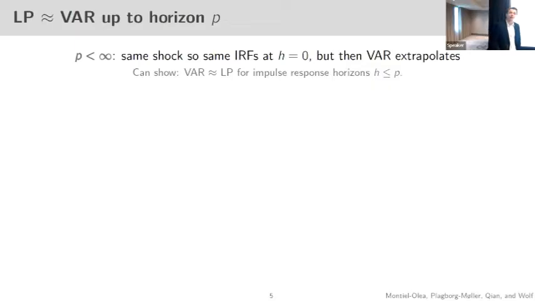You should still have the same IRF on impact, because again, it's the same shock you're projecting on. But now the VAR, as you go forward, extrapolates parametrically. The local projection redoes the projection horizon by horizon. What you can actually show is that for impulse response horizons H below P, the two are still at least approximately equivalent, in a sense that's made precise in the paper. After that, they can diverge.